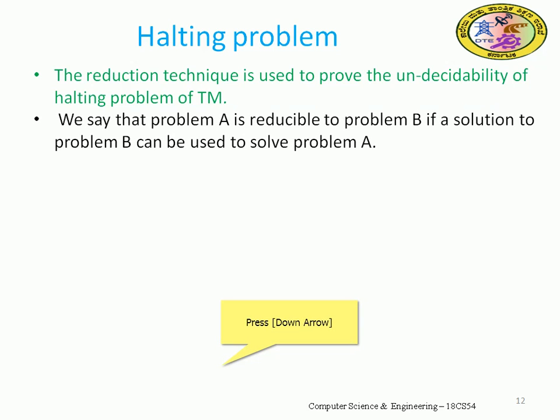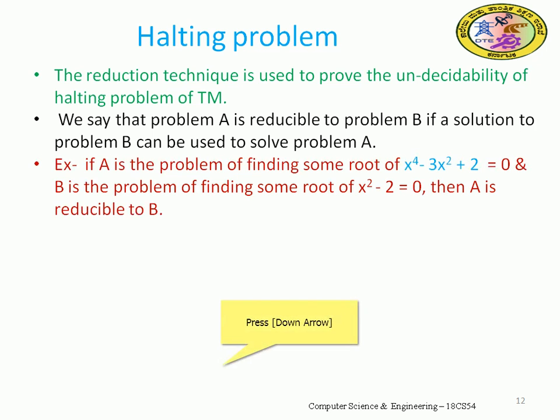We say that problem A is reducible to problem B if a solution to problem B can be used to solve problem A. So problem A is transformed into problem B, right? Then the solution for problem B exists, and that solution we can employ over problem A. A might not have a solution directly, but B might, if and only if A is reducible to B. If A is reducible to B, then a solution is available for B, so that solution we can employ or declare for A also.